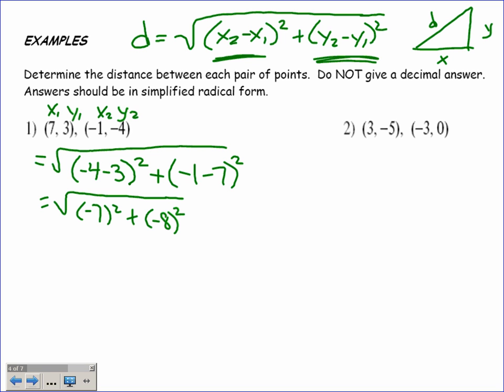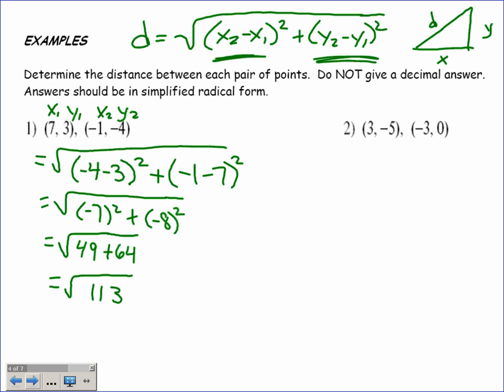Whether it's +7 or -7, you're going to get the same answer when you square them. What's 7 squared? 49. And what's 8 squared? 64. I'm going to add those two together, and that's basically going to be my answer. What is that, like 113?